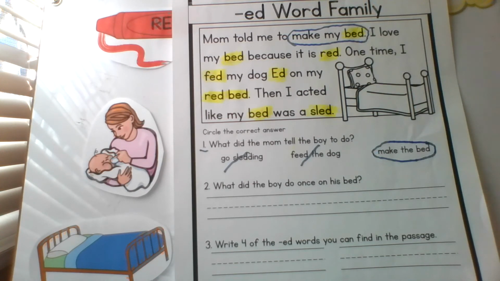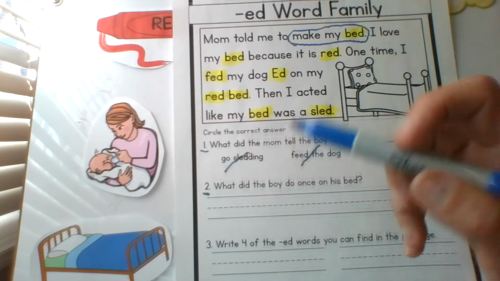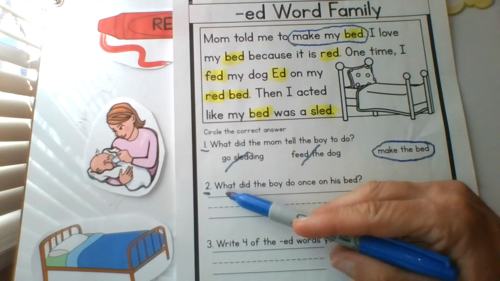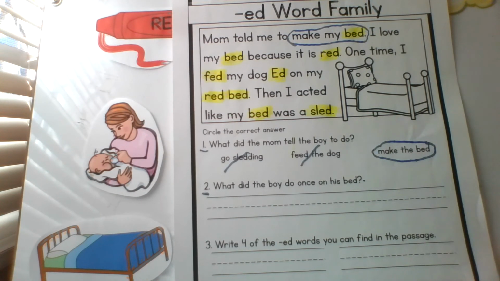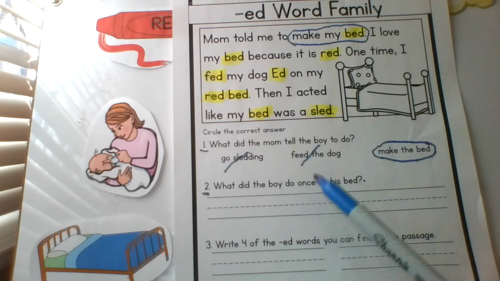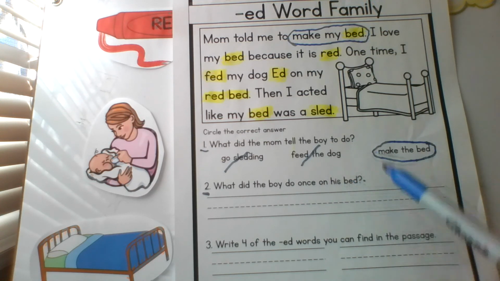All right. Question number 2, and I know it's number 2 because there it is. It's a question because there's a question word, what, and it has a question mark at the end. So the question says, what did the boy do once on his bed?